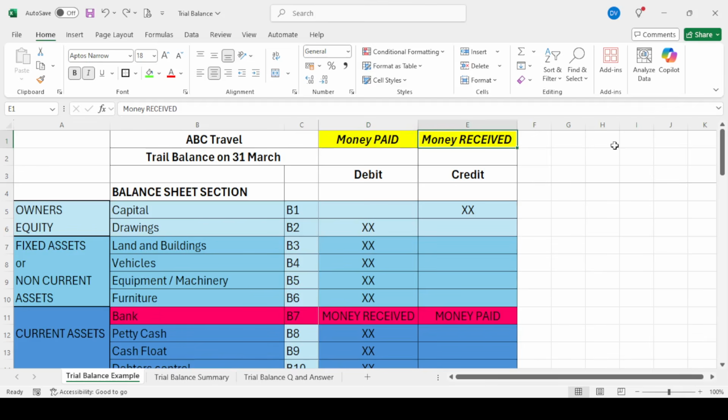On the trial balance, money paid will go on your debit side and money received will go on the credit side. Okay, we'll talk about it a bit more as we carry on. Then it will make more sense to you.